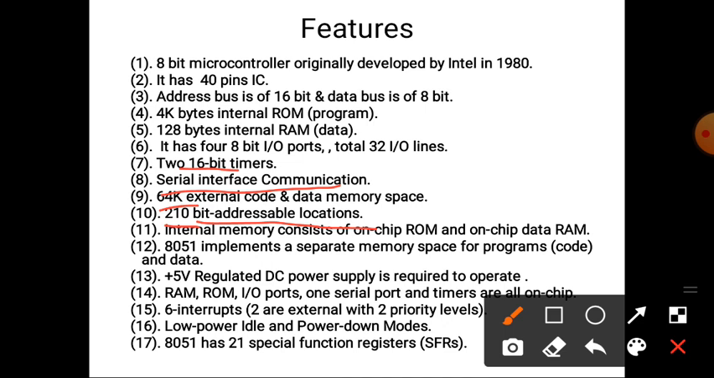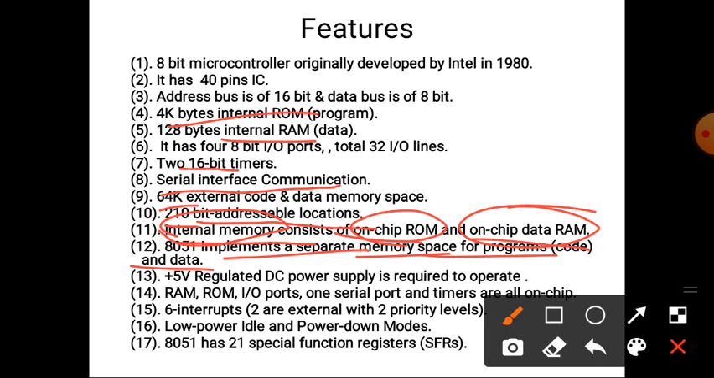Next, the internal memory consists of on-chip ROM and on-chip data RAM, as already specified here. Memory space for program and data are separately implemented. The power supply required to operate the 8051 is plus 5 volts, and the memory, IO ports, one serial port and timers are all on a single chip.